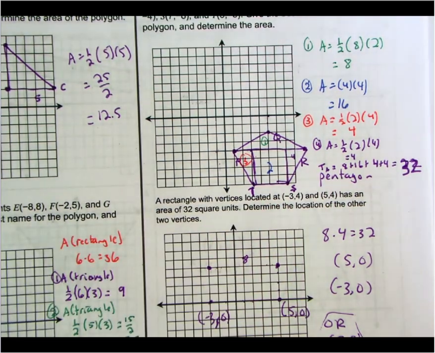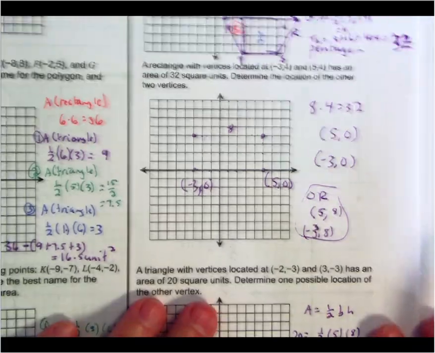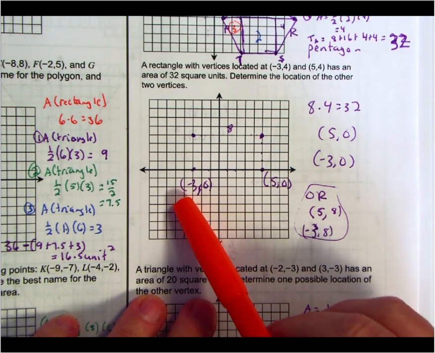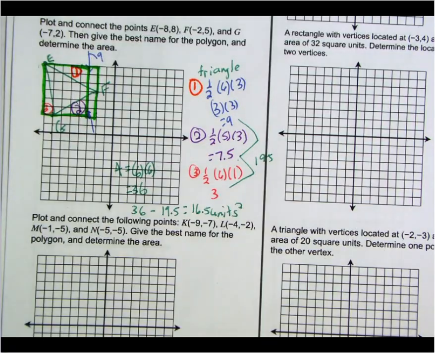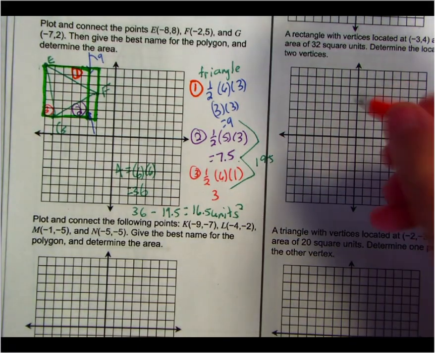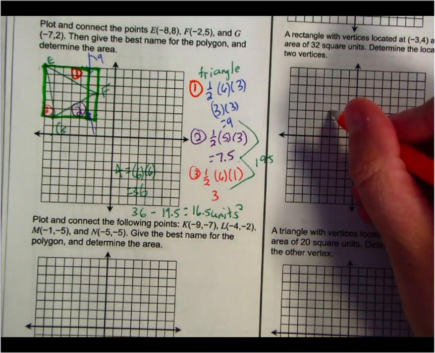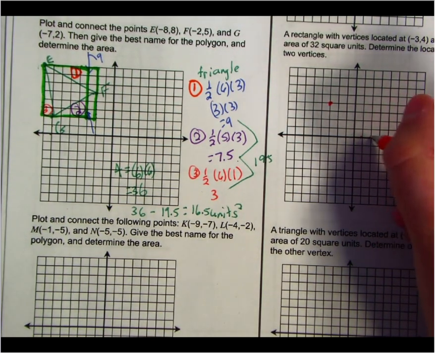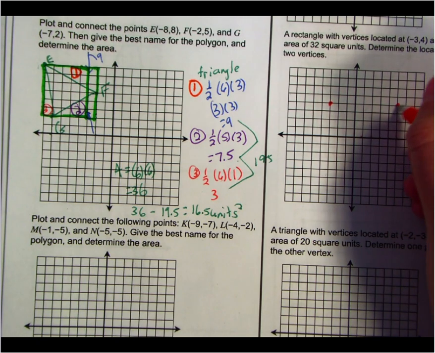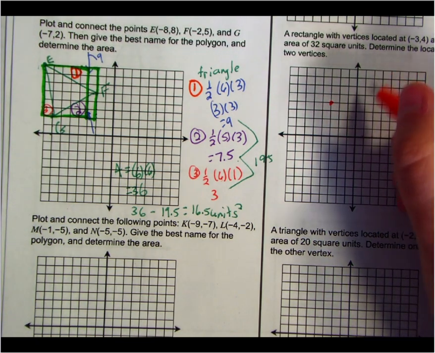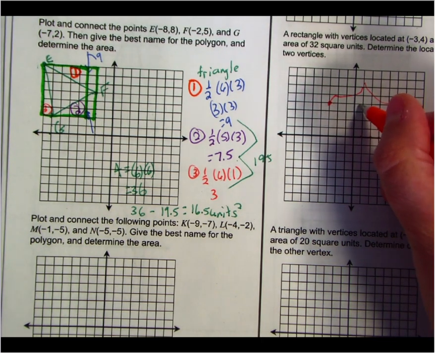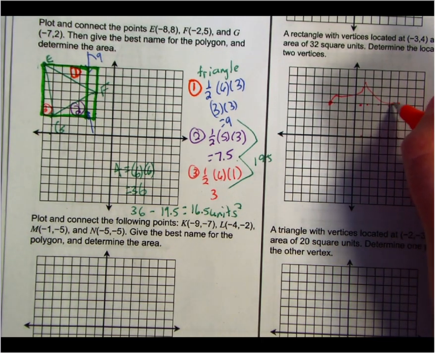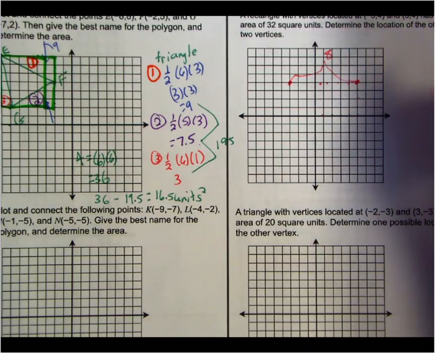Okay. The next one, it tells you that it's a rectangle. So I plotted my 4 points. I found out that, and this one's a little bit different. So I'll kind of go through this one quick. So you plot your points. 1, 2, 3, 1, 2, 3, 4. You plot your point 1, 2, 3, 4, 5, 1, 2, 3, 4. And then it has to have an area of 32 square units. So we look, it's 1, 2, 3, 4, 5, 6, 7, 8. So this is 8. So 8 times 4 is 32.